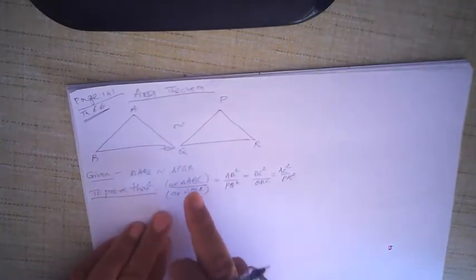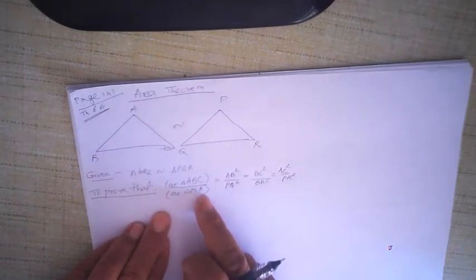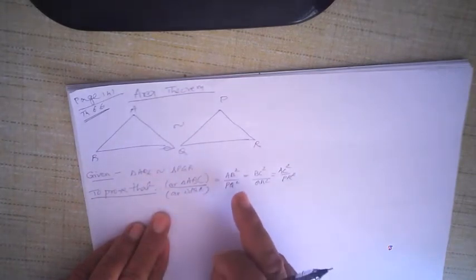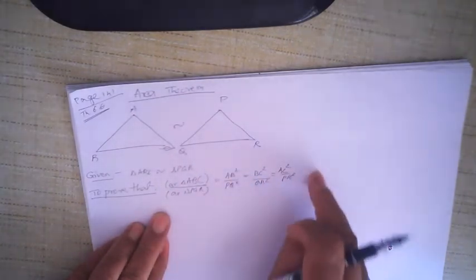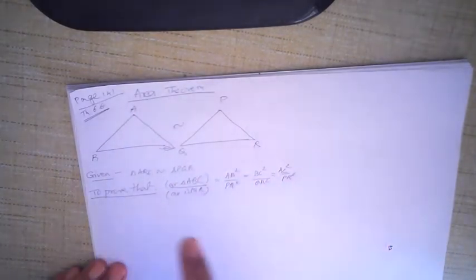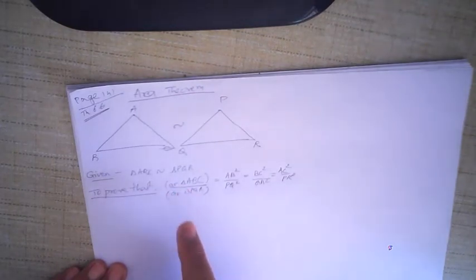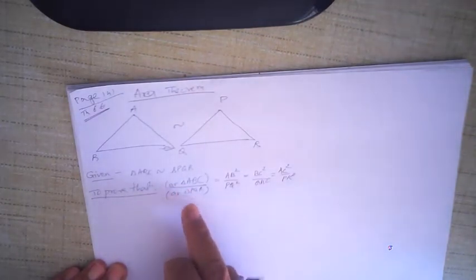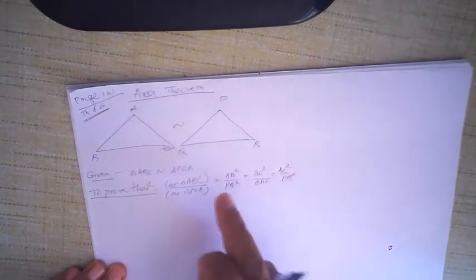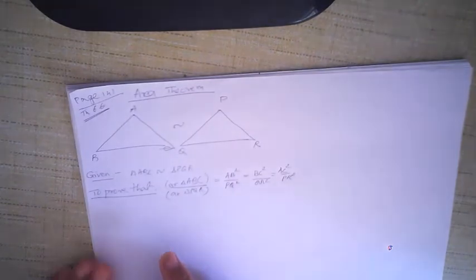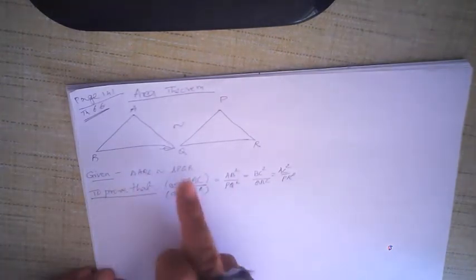It means that the ratio of the areas of two similar triangles is equal to the ratio of the squares of the corresponding sides. That means if I take the area of triangle ABC and the area of triangle PQR, their ratio is equal to the ratio of the squares of the corresponding sides. This is called the area theorem.